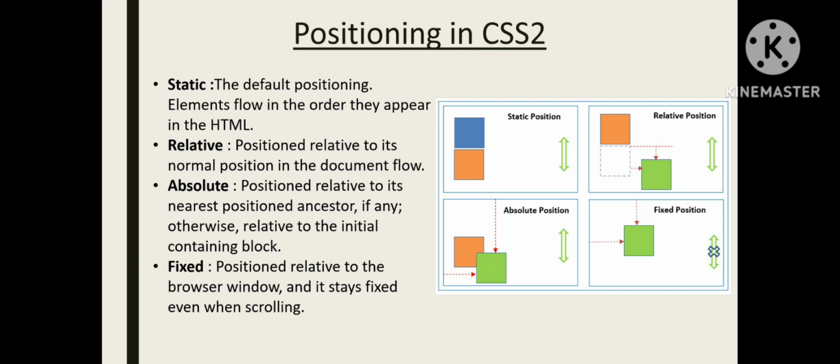Relative positioning. It is a type of positioning that shifts an element from its normal position in the document flow without affecting the layout of other elements. When you set an element to have a position relative, you can then use the top, right, bottom, and left properties to move it relative to its normal position.